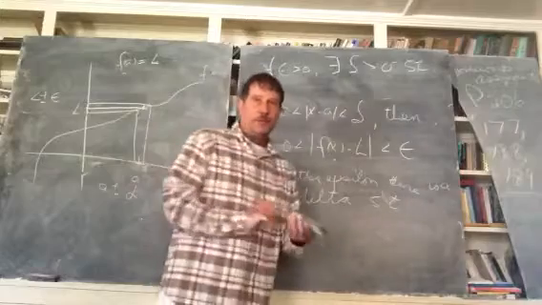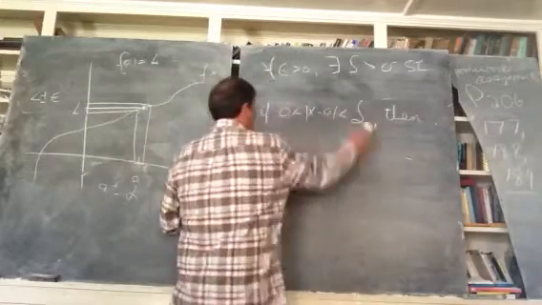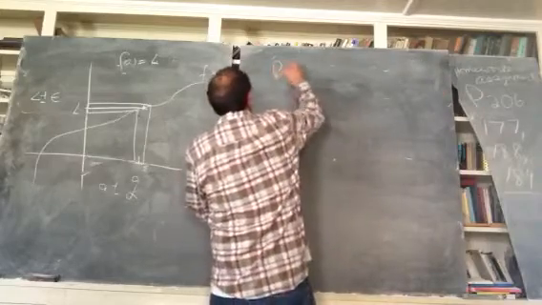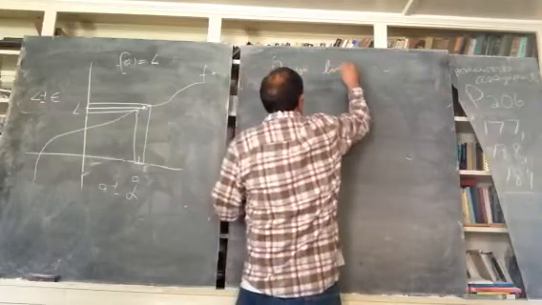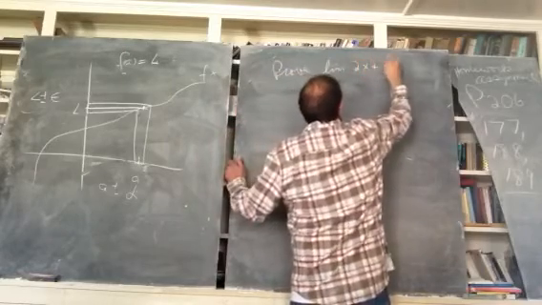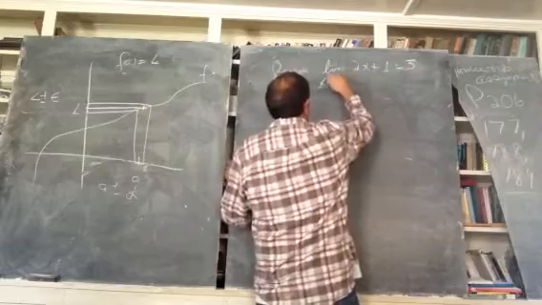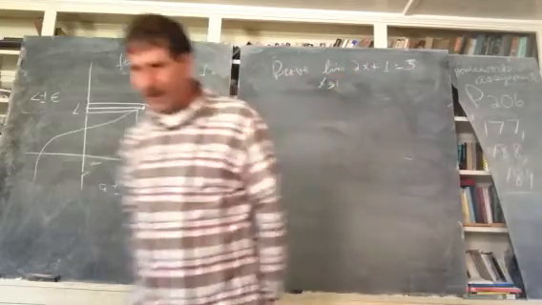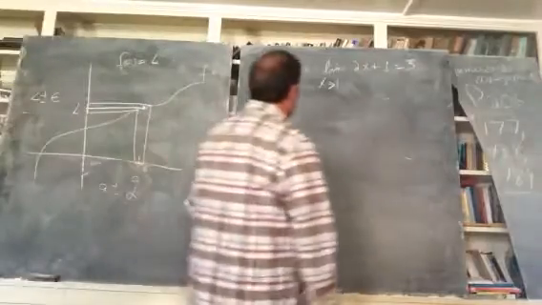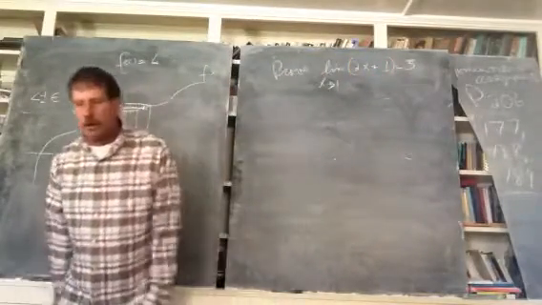Let's do one example. Prove just a linear limit, and I'll take it from the book. Prove the limit of 2x plus 1 equals 3 as x approaches 1. Okay, so we want to prove that. And intuitively, of course it does.